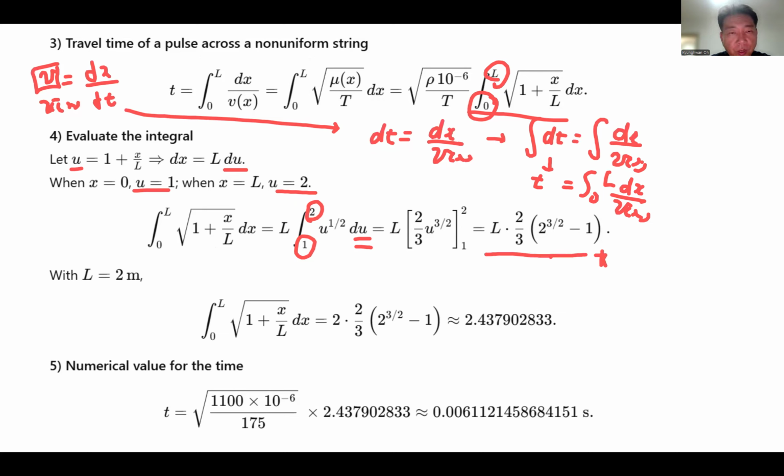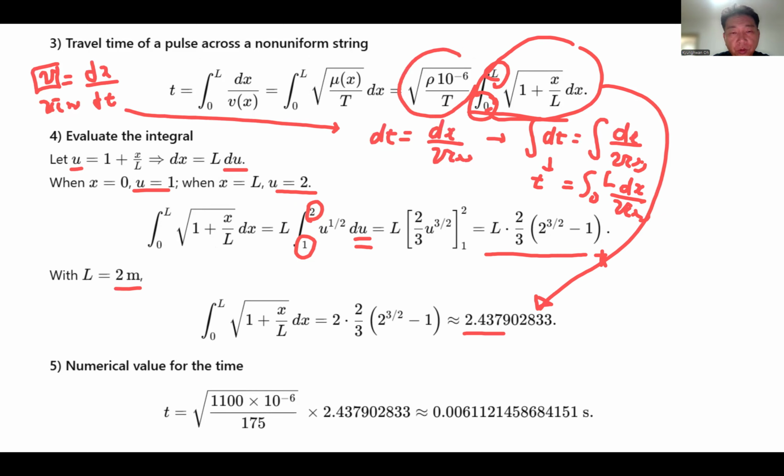And if you plug in L equals 2 meters long, then you get this integral. And this integral is shown here. And then the numerical value for the time is given by t equals this square root times this integral, and you can get it.